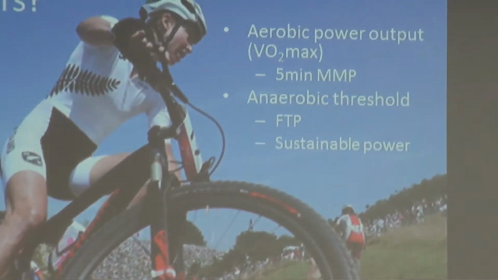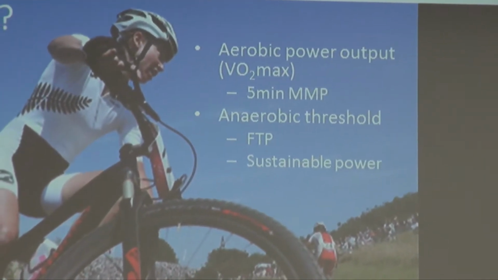The other one, we were already speaking about FTP, functional threshold power. This is sustainable power, and it is kind of analogous to your anaerobic threshold. So a good measure, of course, of your FTP is that 20 minutes all out. And so the maximal mean power over 20 minutes, and then take off 5%, and that's pretty much equivalent to what it would be over approximately an hour. So this is a good marker of your sustainable power output.